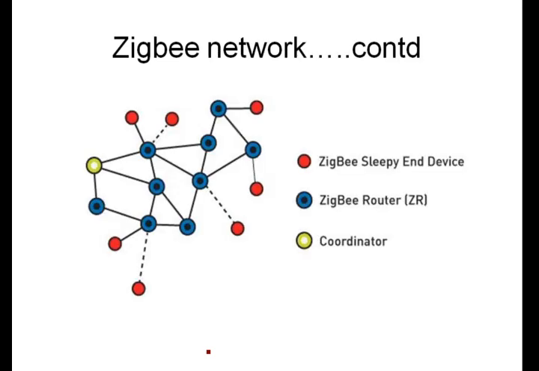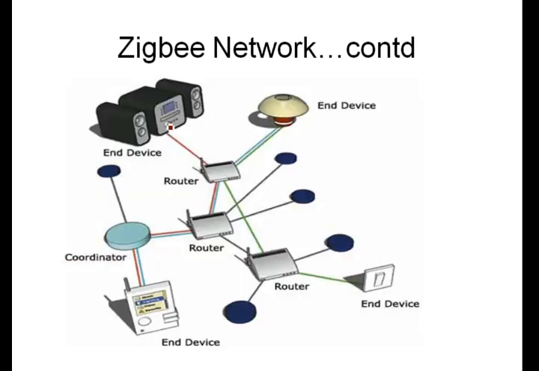Okay, so this is also one of the networks, whereby you can see the yellow colored one is the coordinator, then these are the routers, and red colored nodes are the end devices. So this is the actual structure where you can see the end devices. Data to the end devices are supplied by using a coordinator and routers. Okay, so this is one of the examples of use of Zigbee.